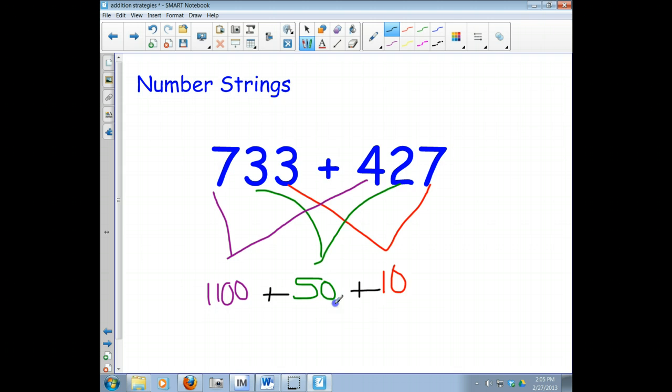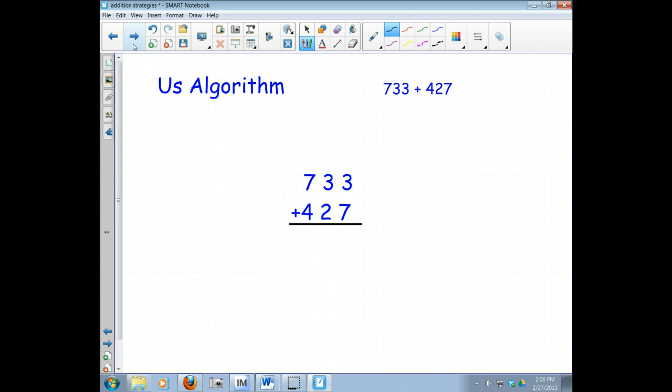And now I just put these numbers together. So let's see, 50 and 10 is 60. And then I can bring down my 1,100 plus that. I get 1,160. That's my final answer.